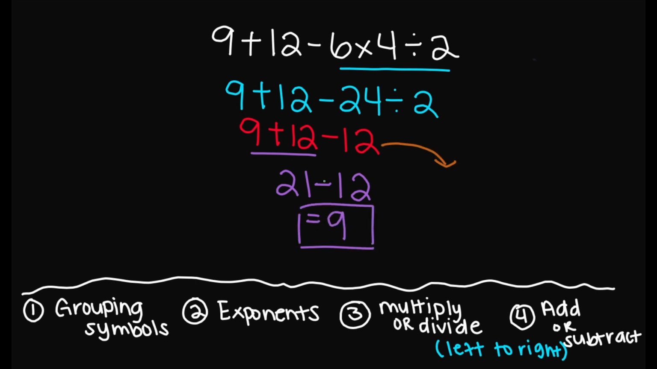Now for the same example here, notice here that your 12s here are going to cancel out because you have a positive and a negative, so that's going to cancel out. And then you'll be left with your 9. So keep that in mind that if you cancel out your 12s, you'll still get the same answer as 9.